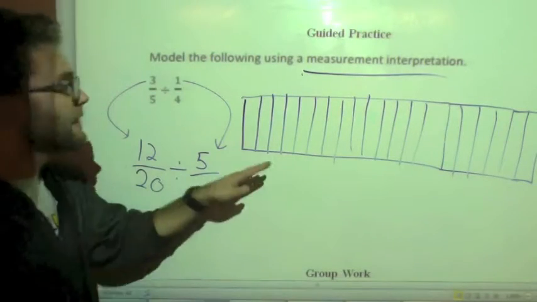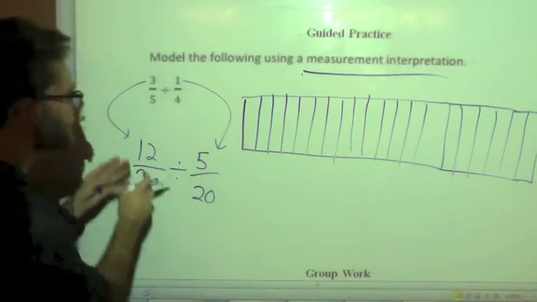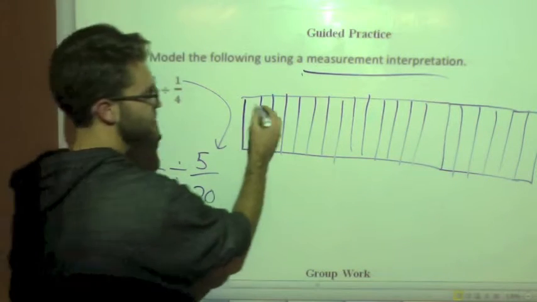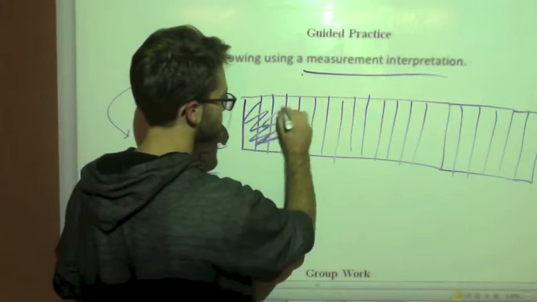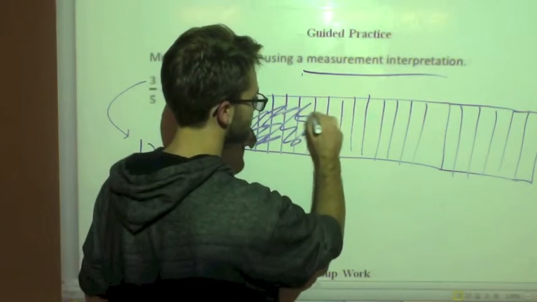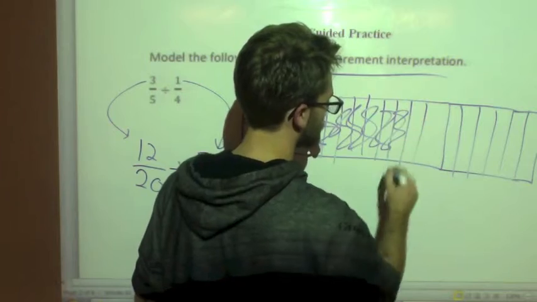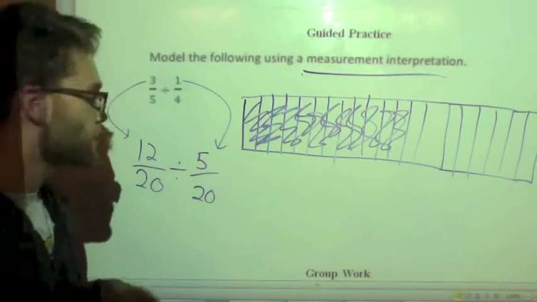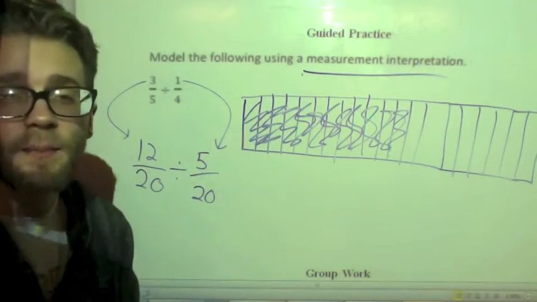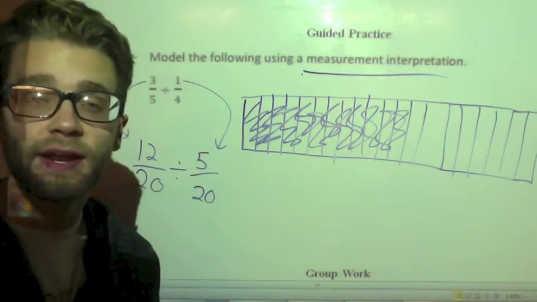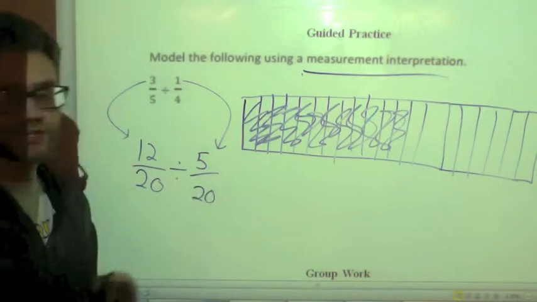All right, so we have our tape diagram set up with 20, but of course we have 12 over 20, so we need to shade 12 of these. So I got 1, 2, 3, 4, 5, 6, 7, 8, 9, 10, 11, and 12. So this is 12 out of 20. Now we're asking ourselves, how many sets of 5 over 20 will fit into 12 over 20?